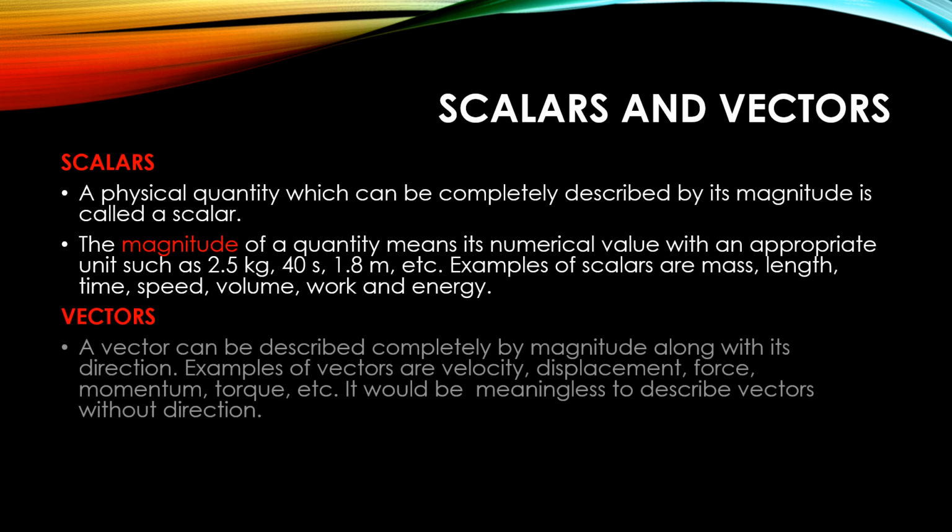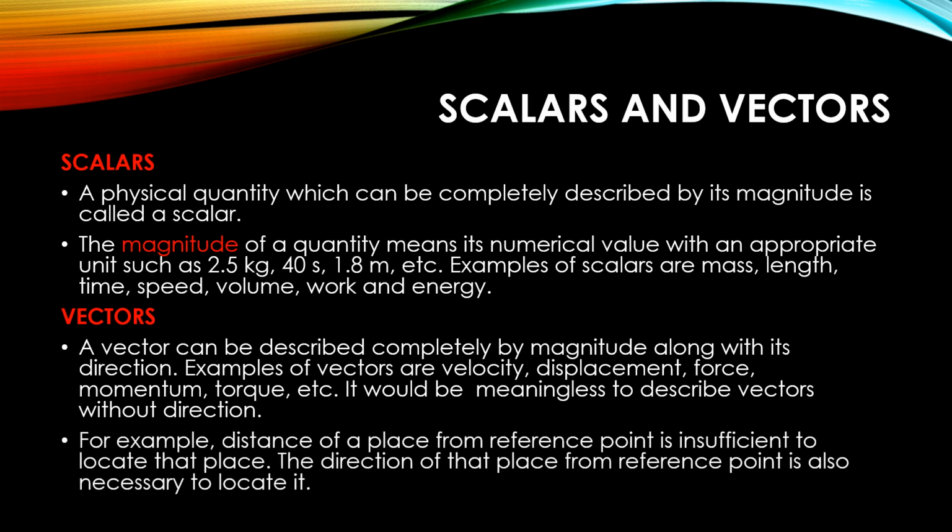Now, vectors. Vectors can be described completely by magnitude along with direction. Means that along with the number and a unit, we need direction. Examples of vectors are velocity, displacement, force, momentum, torque, etc. It would be meaningless to describe vectors without direction. For example, the distance of a place from a reference point is insufficient to locate that place. The direction of that place from the reference point is also necessary to locate it.